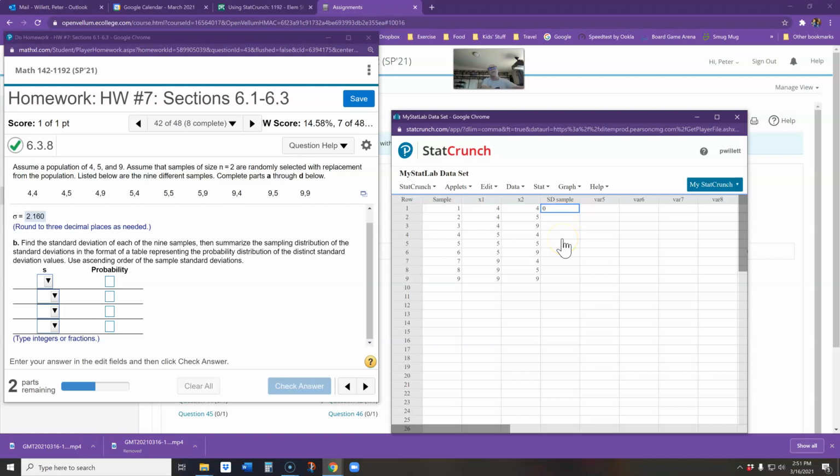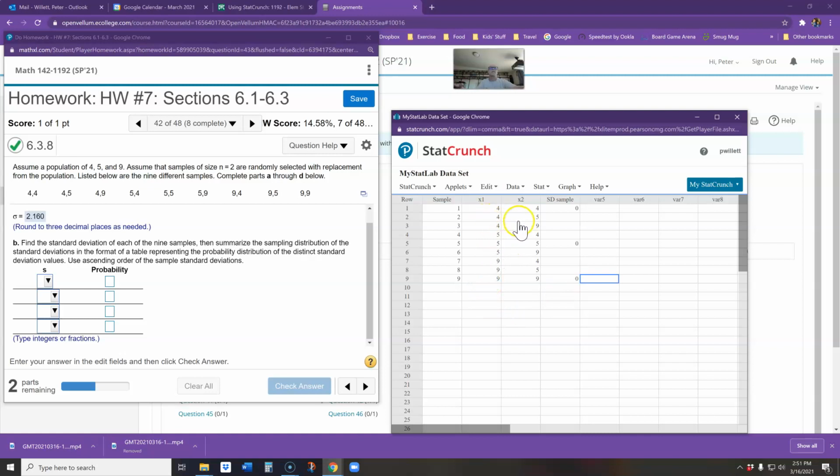And you could calculate that using a calculator, which I'll show you how to do in a second. Similarly, if I look for any place where I sampled and got the same number twice, like 5, 5, that would have a standard deviation of 0 because they're the same number. And then 9, 9 would have a standard deviation of 0 for that sample.